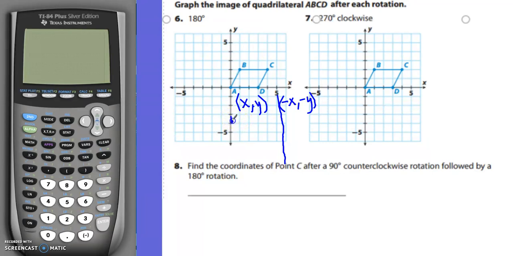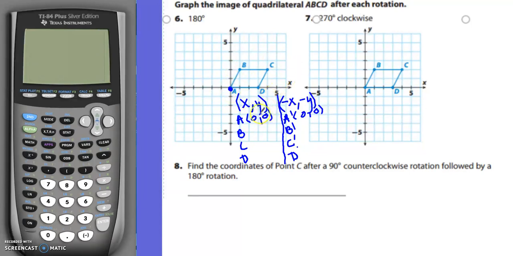Okay, we're going to have A. Let's scoot over. So we have A, B, C, and D. We're going to have A prime, B prime, C prime, and D prime. Okay, A is at the ordered pair 0, 0. So that's not going to change. It's still going to be 0, 0. So we'll make a dot.